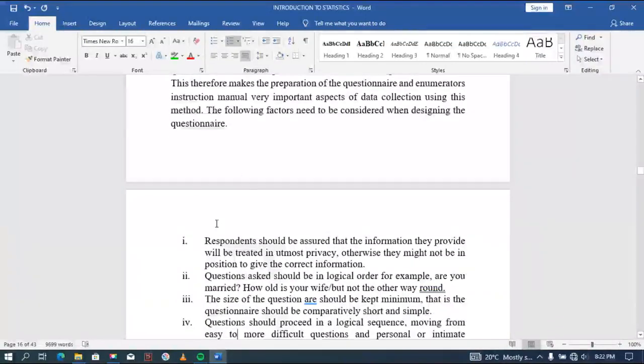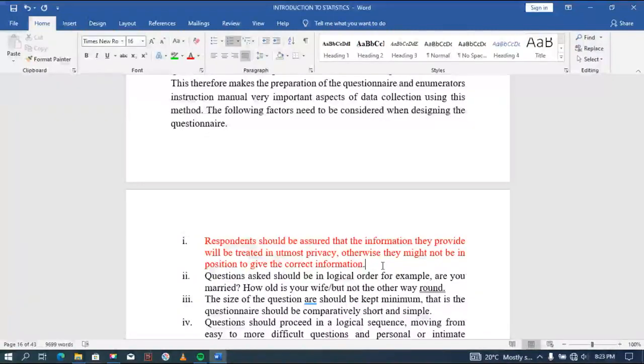What do you need to look into? One, respondents should be assured that the information they provide will be treated in utmost privacy, otherwise they might not be in position to give the correct information. So some information is confidential, whereby respondents would not be willing to give it to the interviewer, to the researcher. So you must assure them of the privacy, the confidentiality in the information provided to you. Because once confidentiality is not portrayed, then you will not get the right responses as intended by the questions you may ask.